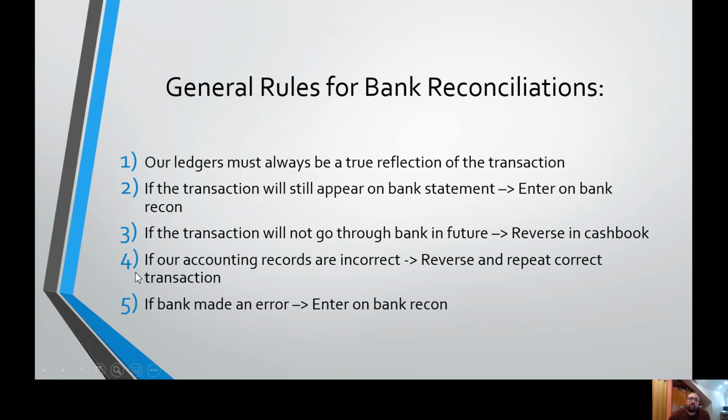Then point number 4, if our accounting records are incorrect, reverse and repeat the correct transaction. Why? Because as we learned in point number 1, our accounting records always have to be a true reflection of the transaction. And then point number 5, if the bank made an error, you fix that error on the bank recon, and that will then tell us that the bank will in future have to fix that error.